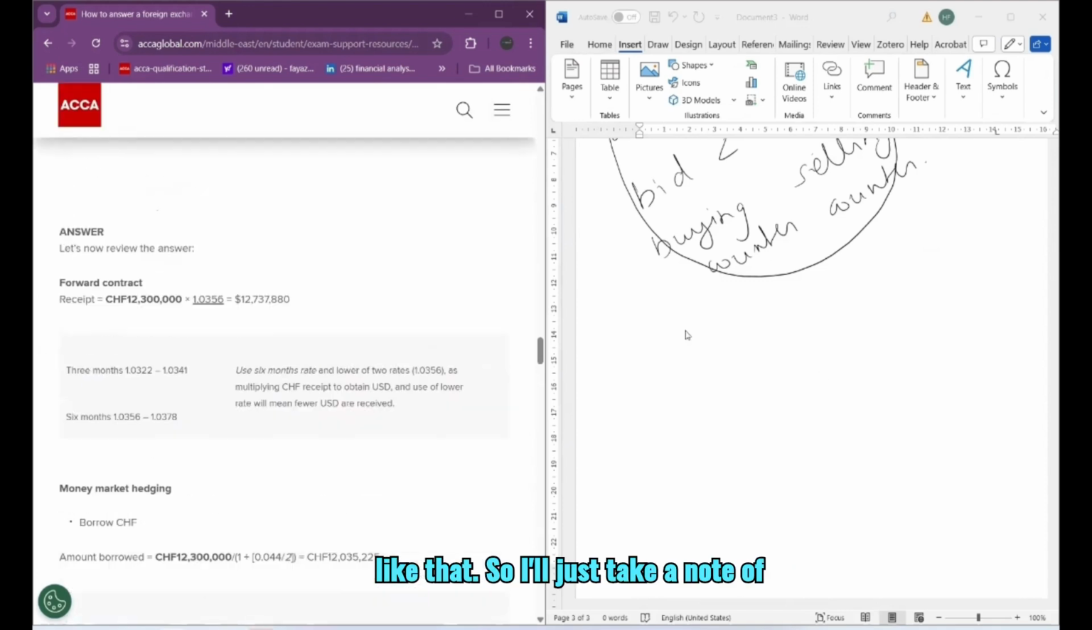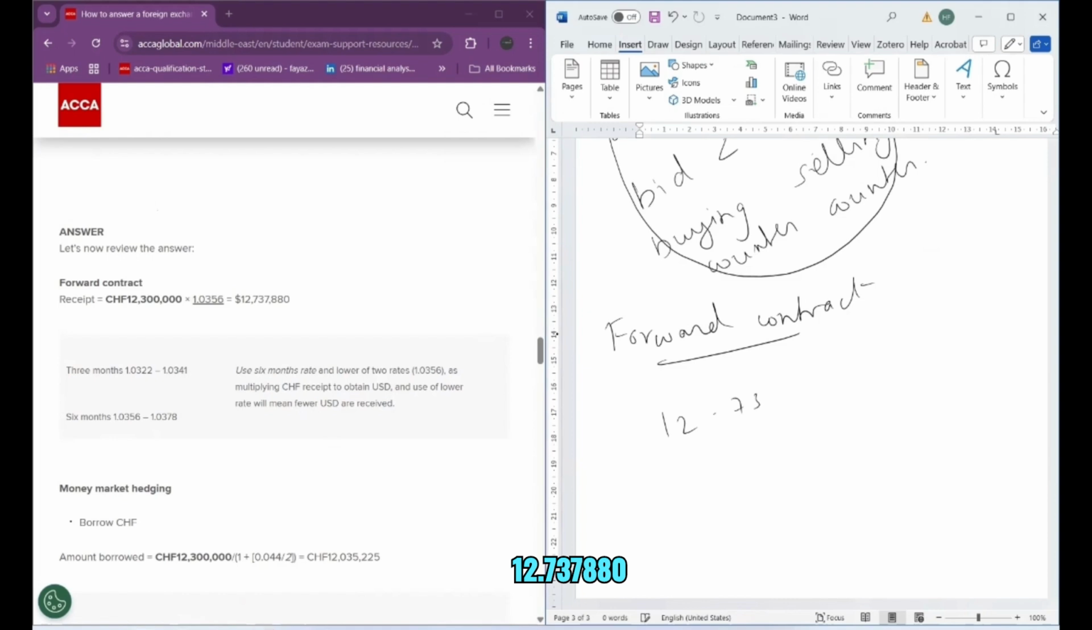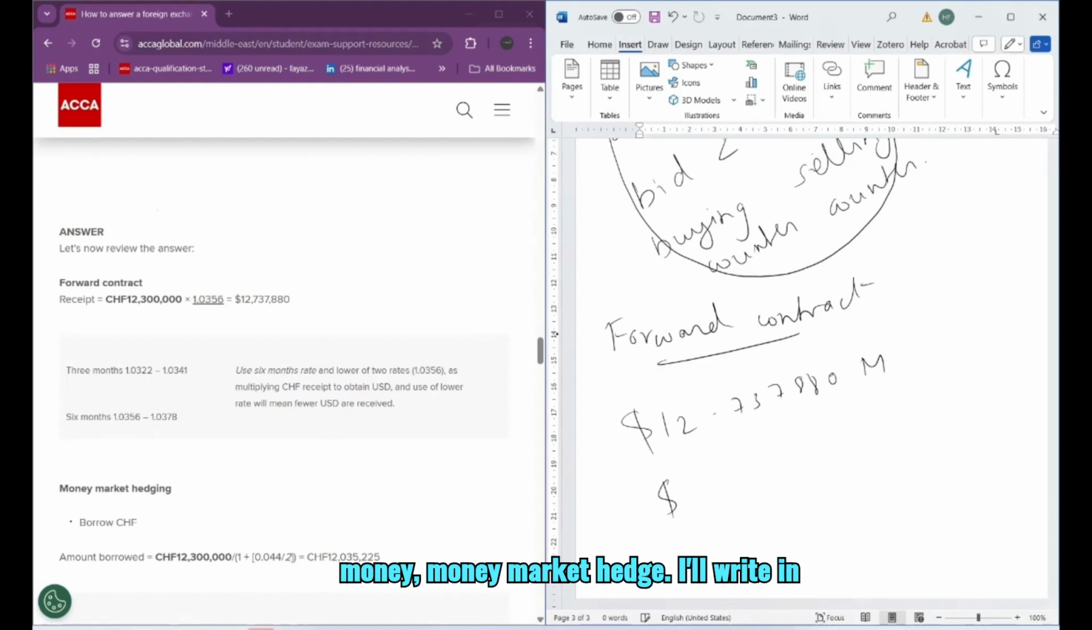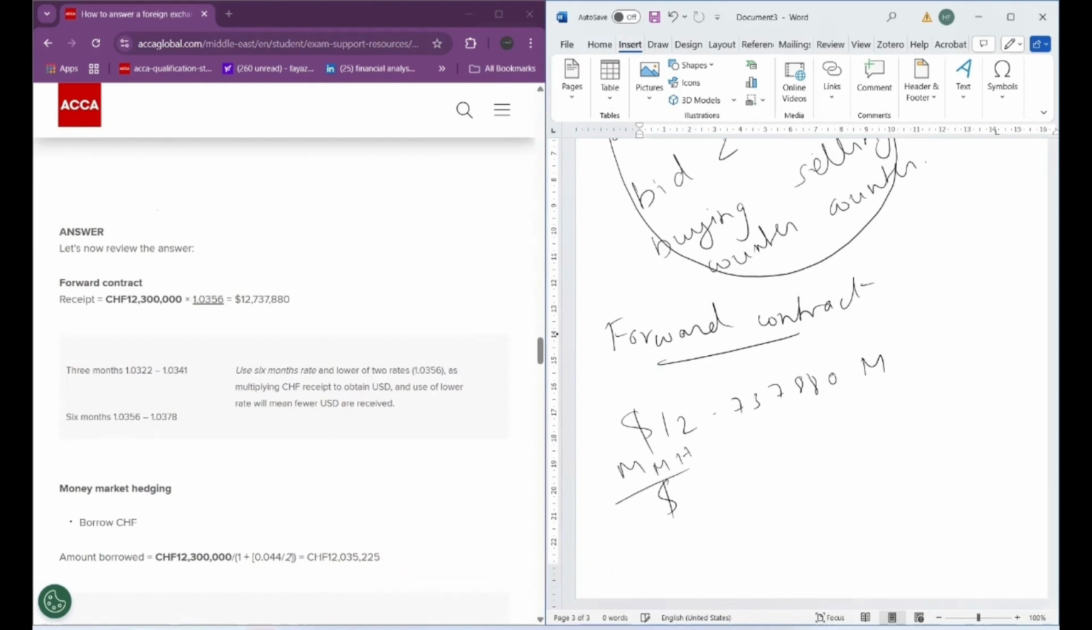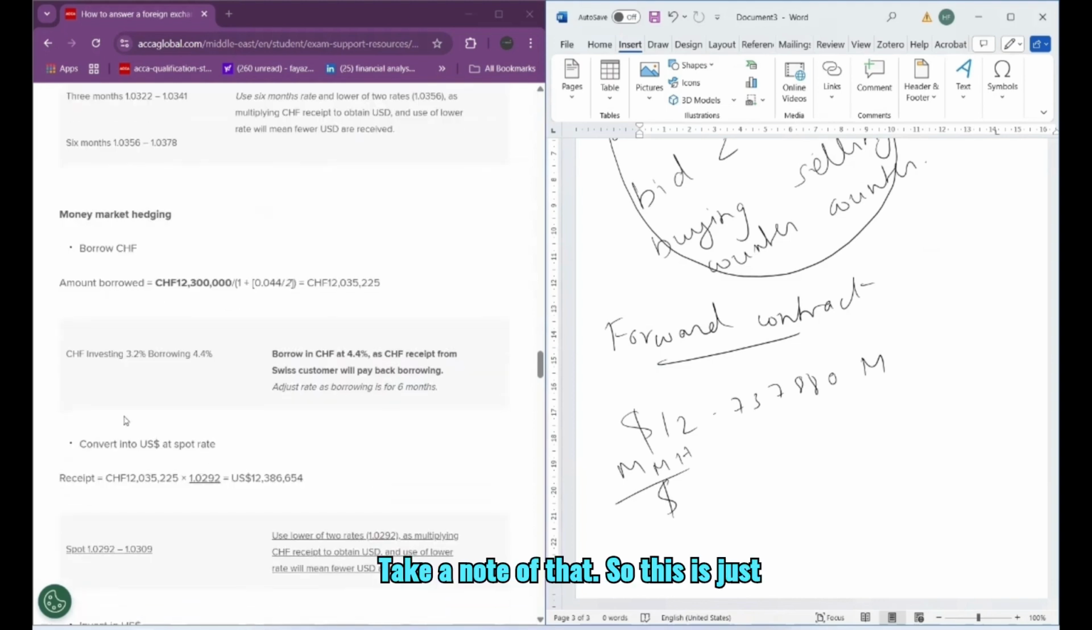So I'll just take a note of all this because then it will be easier for me to refer to this forward contract. How much is it according to that? 12.737880 million. Then dollars. Here, money market hedge, I'll write in short form. In money market hedge case, it is not going to be the final amount because we are yet to convert it into USD. Take a note of that.